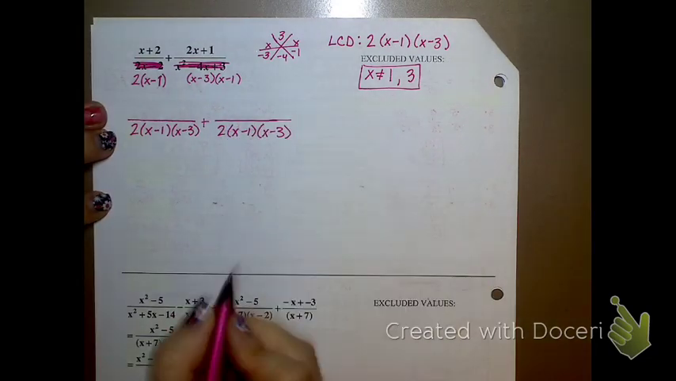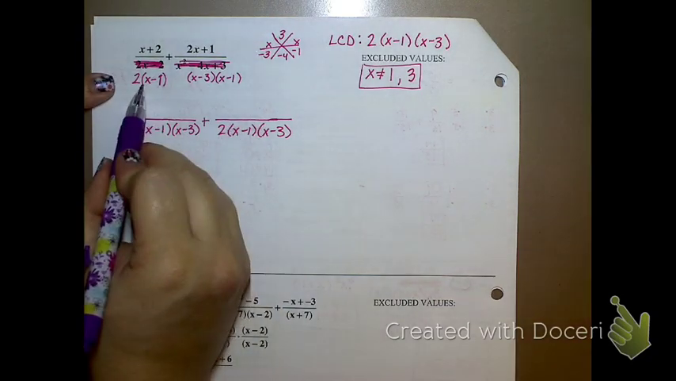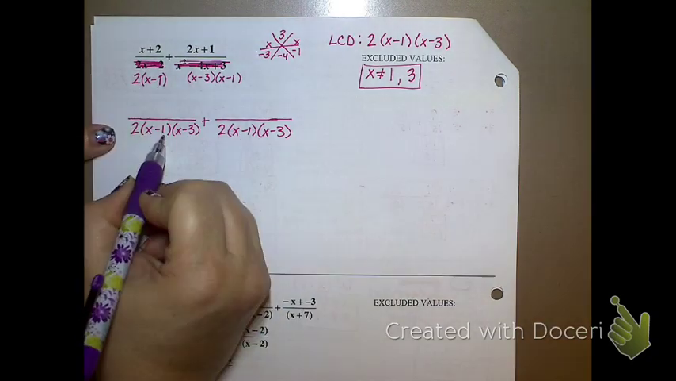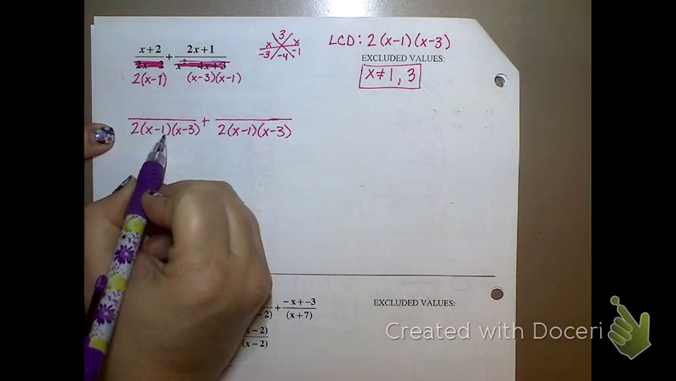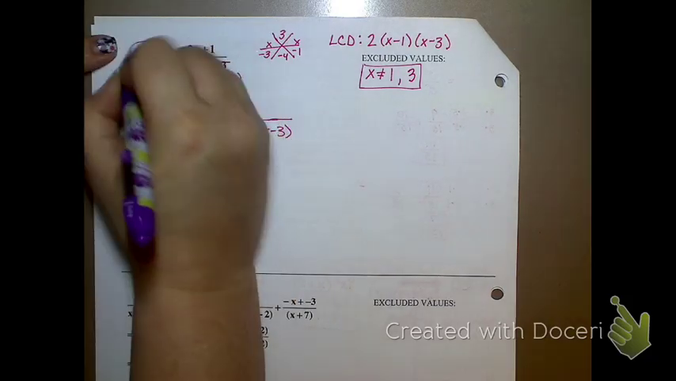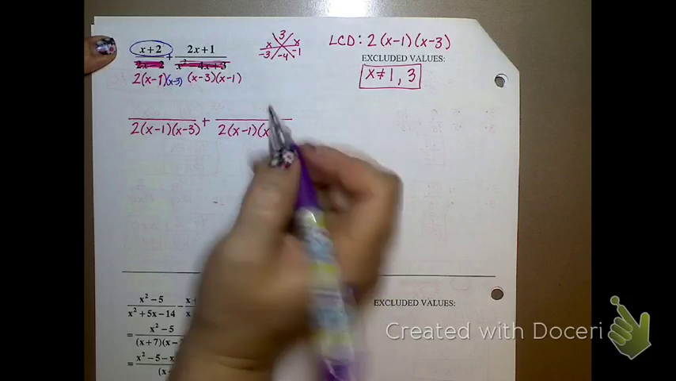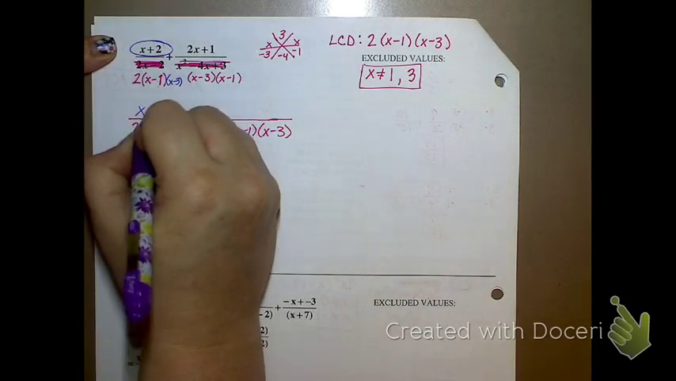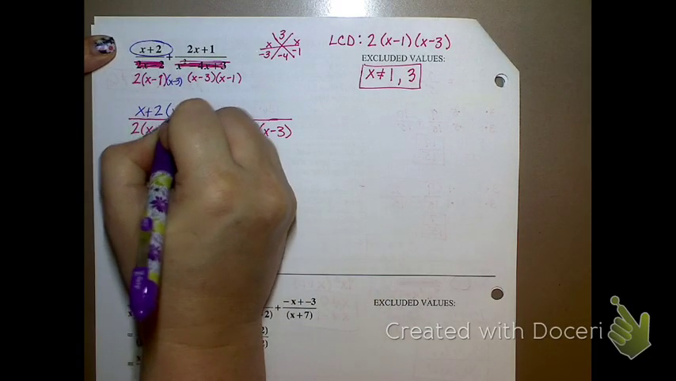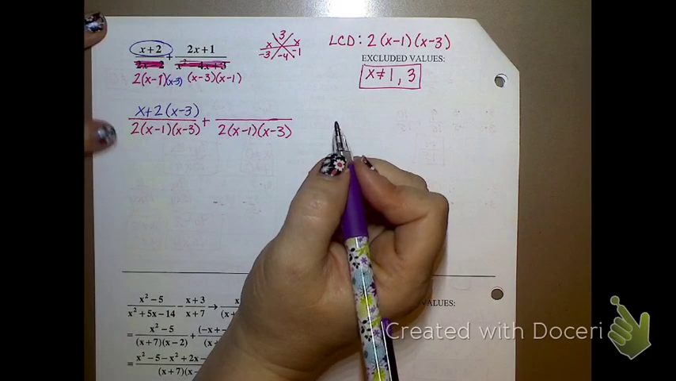So far, so good? All right, what do I have to multiply this denominator by to get it to match this guy? What's it missing? The x minus 3, so I have to multiply by x minus 3. So up here, I have a binomial, don't I? Can I just write x plus 2 and then the parentheses x minus 3? Can I write it like that?